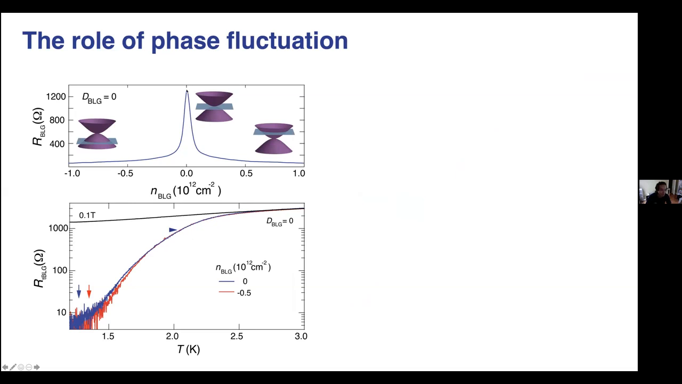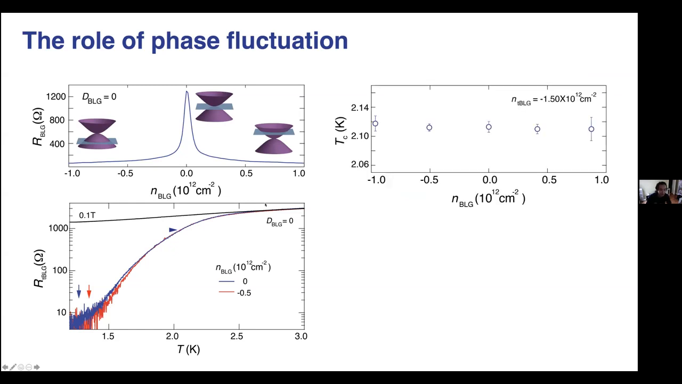So if we measure the behavior of superconductivity here at the Dirac point and at high density that's shown here, you can see that the mean field TC really doesn't change, whereas we see a little change in the phase fluctuation region. So this is what we expect when we are suppressing the phase fluctuation and changing the BKT temperature. And as you can see, we can tune it over a large range and TC really is insensitive to tuning the density in bilayer graphene.